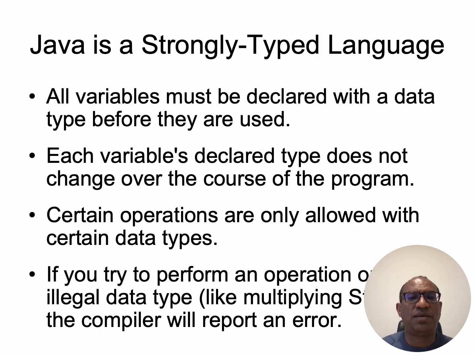Java is a strongly typed language. It means every variable must have a declared type before use. A variable's type cannot change once assigned. Certain operations are restricted based on the data type. For example, trying to multiply two strings will cause a compilation error.